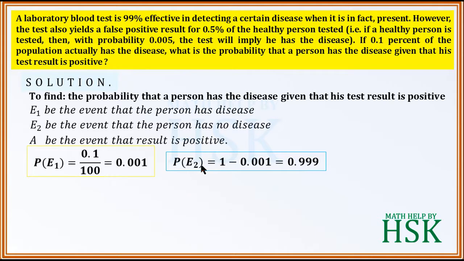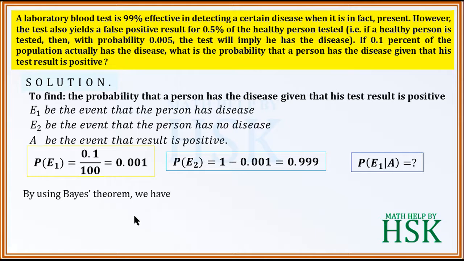Probability of E2, because E1 and E2 are complementary events, will be equal to 1 minus probability of E1, that is 1 minus 0.001, or 0.999. So this is the probability of E2, and we are required to calculate probability of E1 given A.